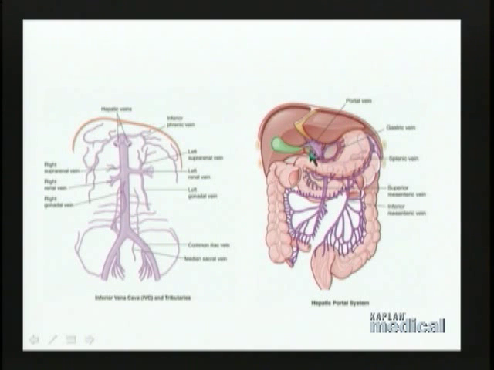So the first question we might want to ask is, how do we know which organs are drained by which venous system? And what it comes down to is a question of embryology. What we can say is that those organs that were originally retroperitoneal in the embryo are organs that will drain into the inferior vena cava. And it does not change.